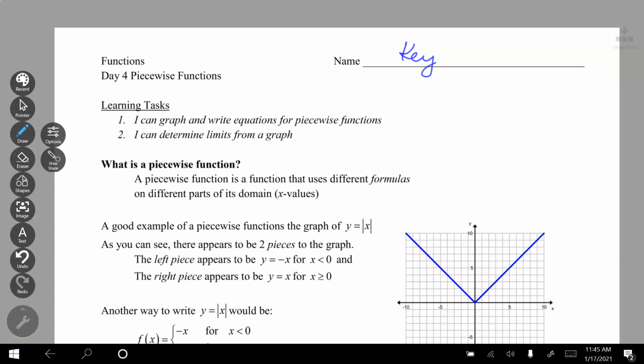Welcome to day 4, Piecewise functions. Today we're going to graph and write equations for piecewise functions, and we're going to determine limits from those piecewise functions. So I think you've done a piecewise function before in Algebra 2.